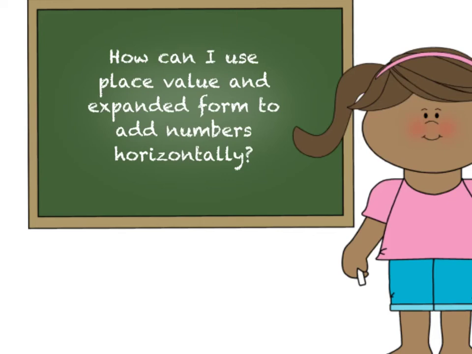We began this lesson by asking ourselves, how can I use place value and expanded form to add numbers horizontally? We reviewed number bonds, we reviewed expanded form, and then we used what we know about place value and expanded form to break apart numbers and stretch them out, add them up, and then put them back together into a final sum. I can use place value and expanded form to add numbers horizontally. I can try this with easy numbers, and I can try them with more difficult numbers. Challenge yourself. Give it a try.